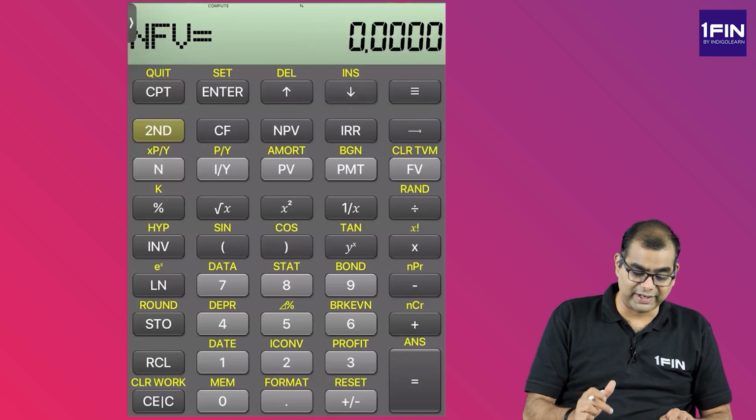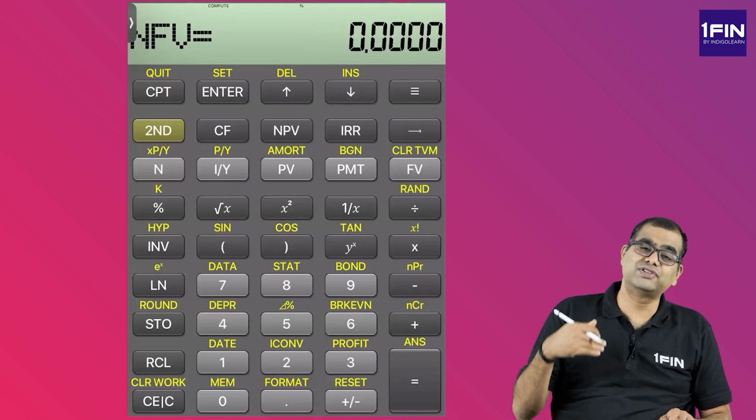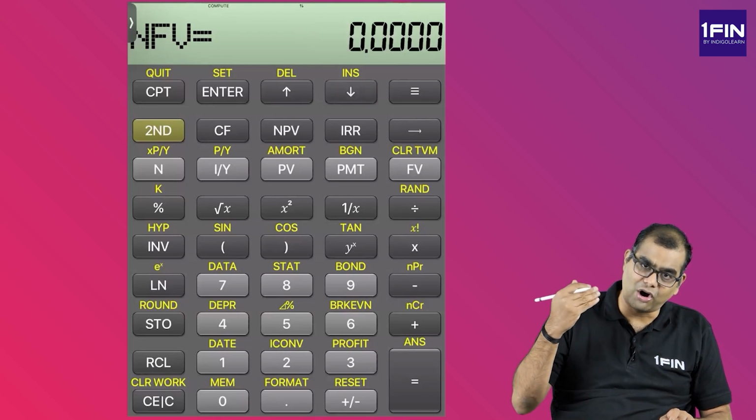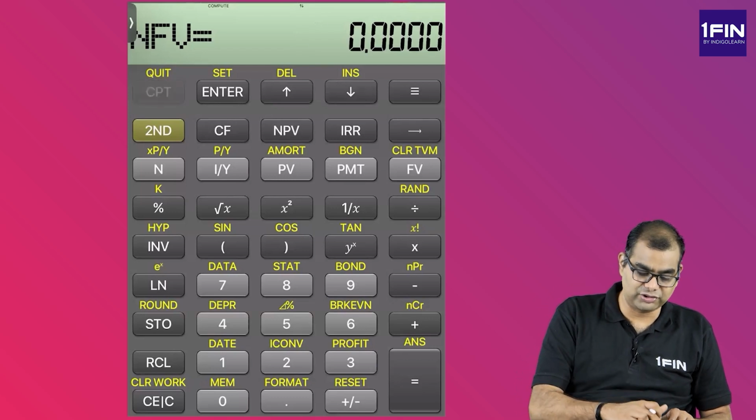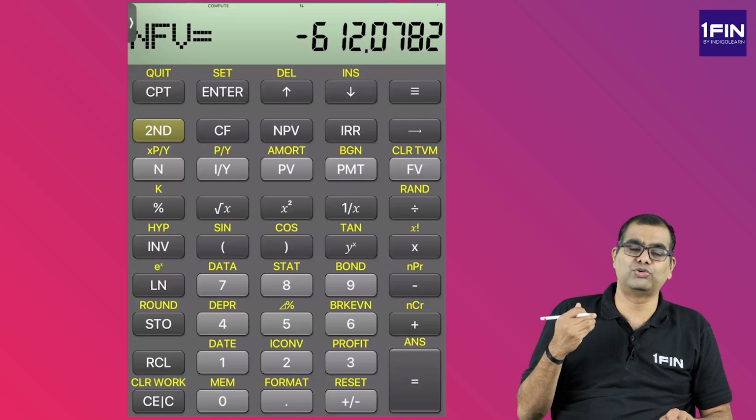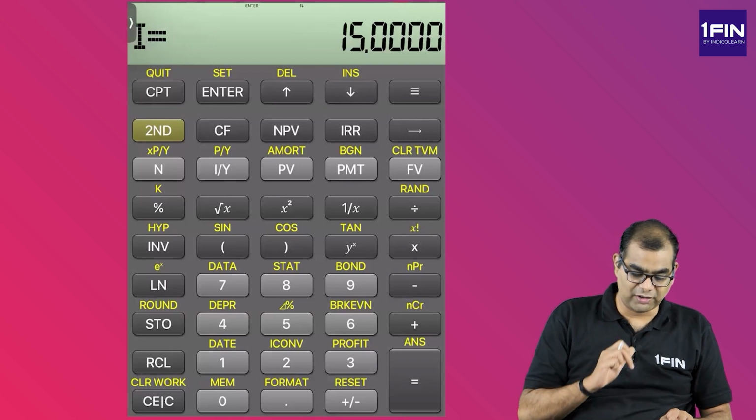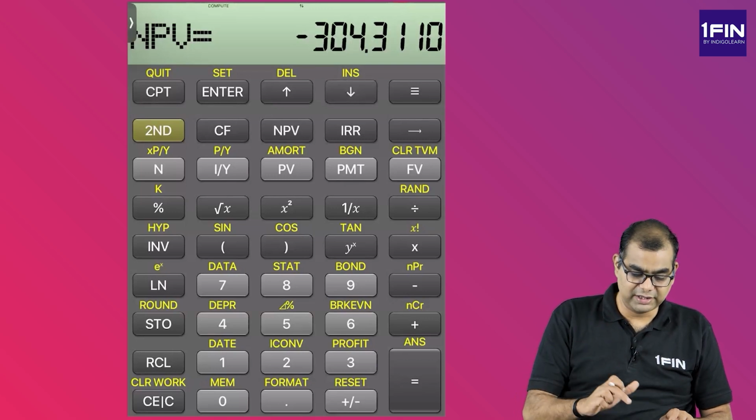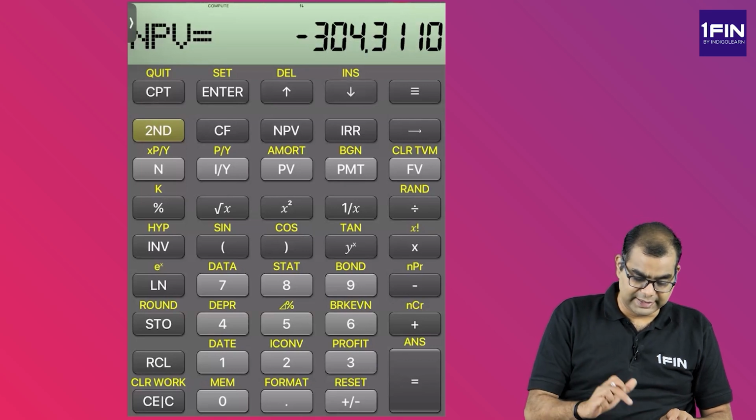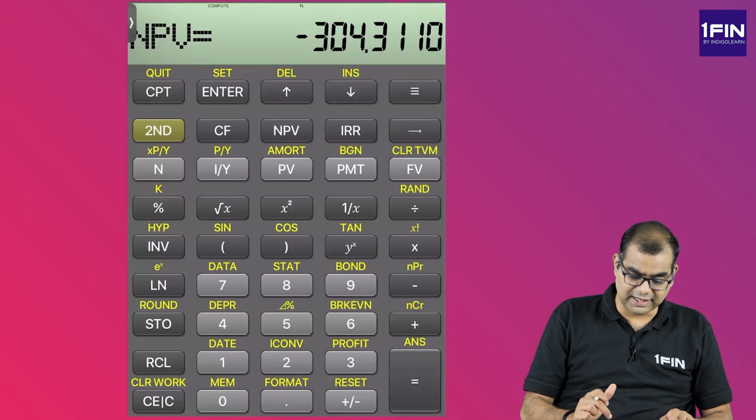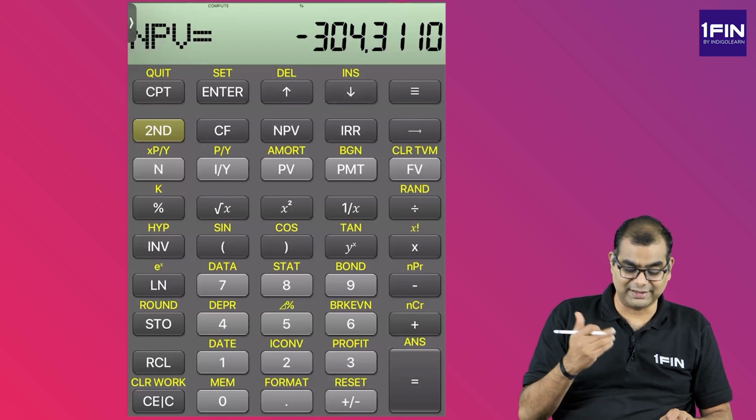Okay, then moving forward, future value. What is NFV? NFV is the future value. If you were to do the future value of all the flows that you have at the same 15%, what will be the future value? So you say compute, you get minus 612 as the future value. Okay, moving forward, for same I is equal to 15, you got NPV of minus 304, future value of minus 612.